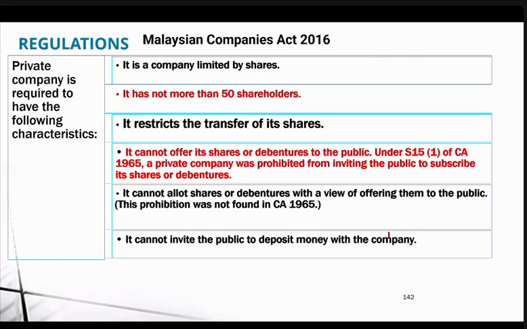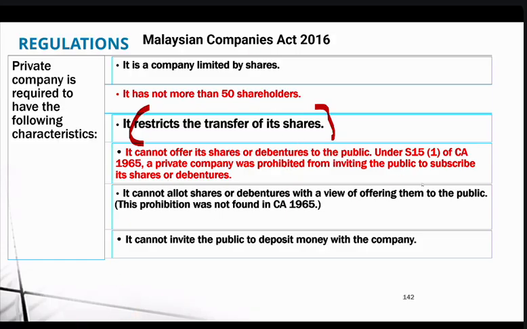These are the rules for Sendirian Berhad. It is limited by shares, with not more than 50 shareholders. There's a restriction on the transfer of share ownership. You have to get approval from all the directors to transfer shares, and they cannot offer shares or debentures to the public.